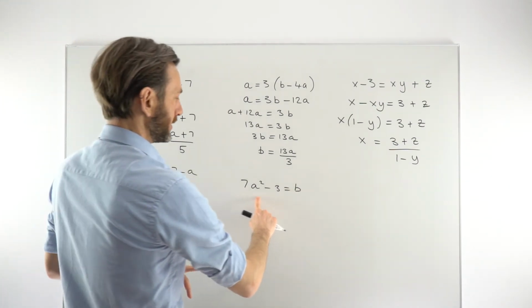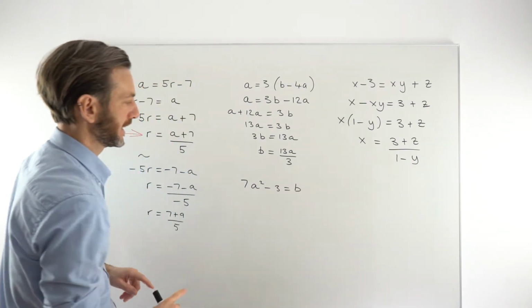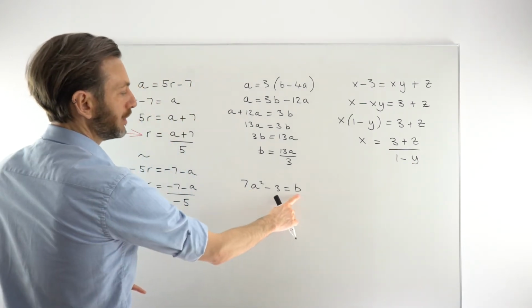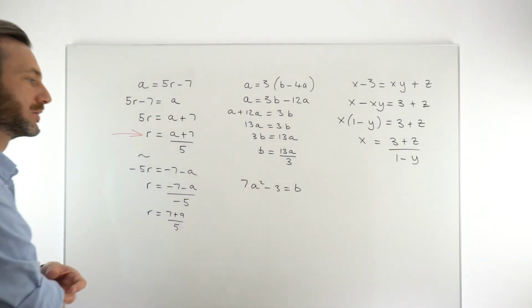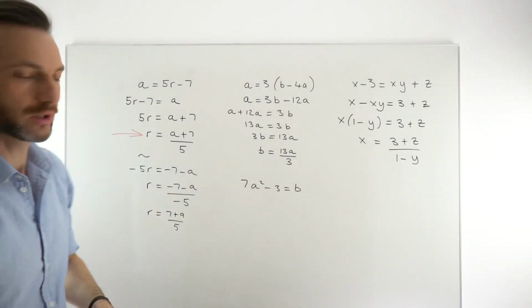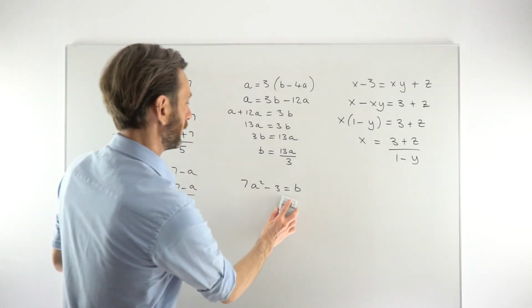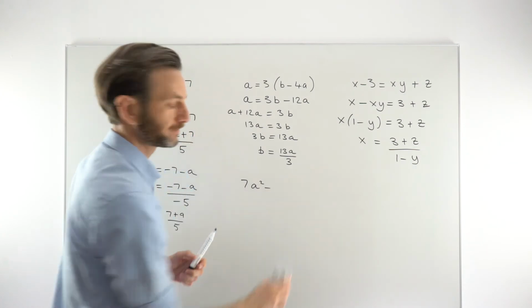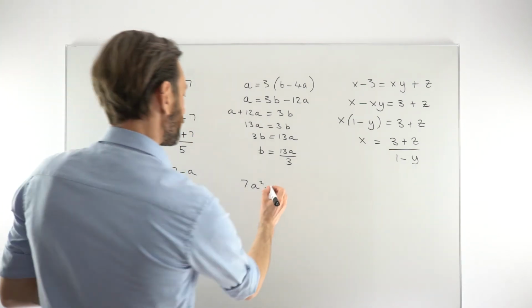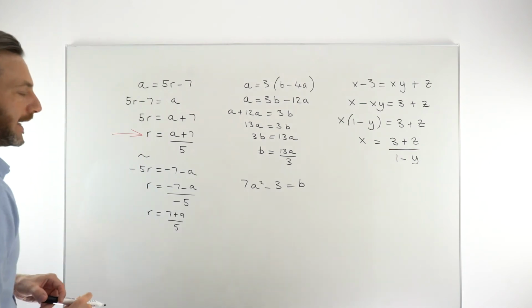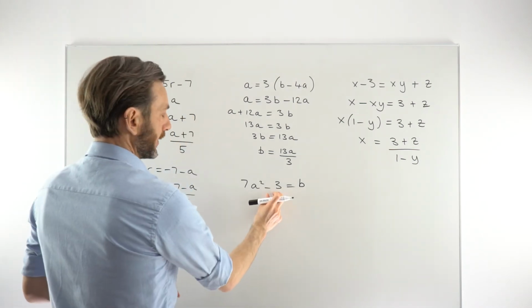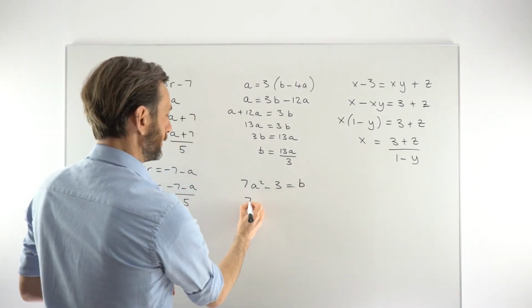Turning our attention then to this one, let's have a look at making A the subject. At the moment B is the subject, it's B equals all of this stuff. We want to flip that around to A. Got some slightly more difficult things to deal with here, particularly the square root. Okay, so minus 3 equals B. So yeah, we're going to start just by moving the 3 to the other side.